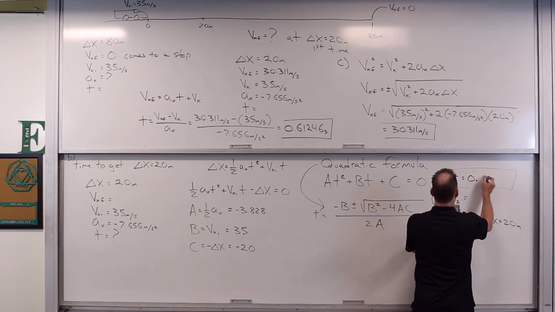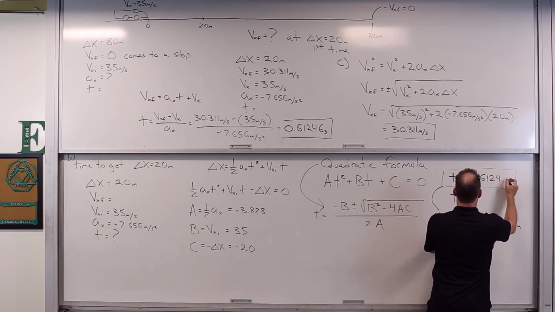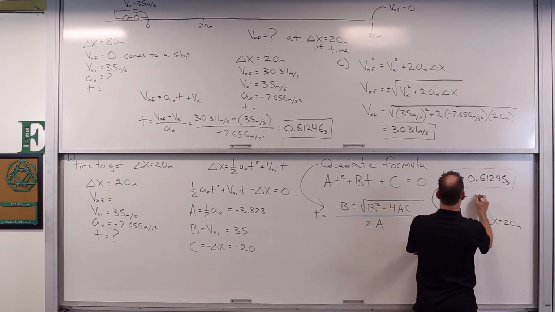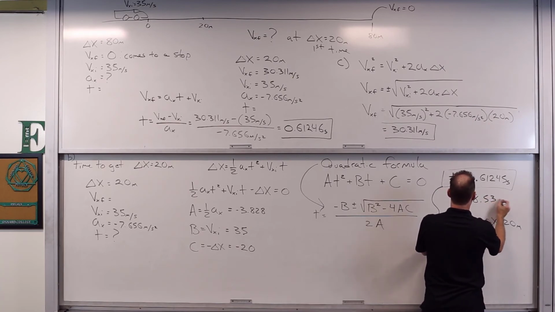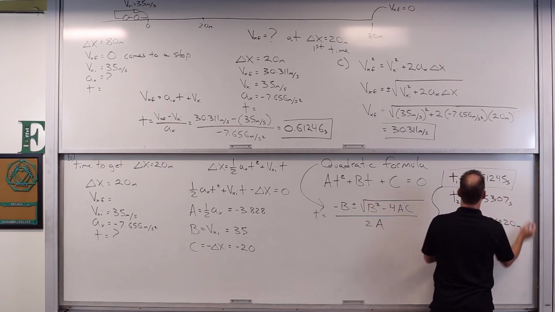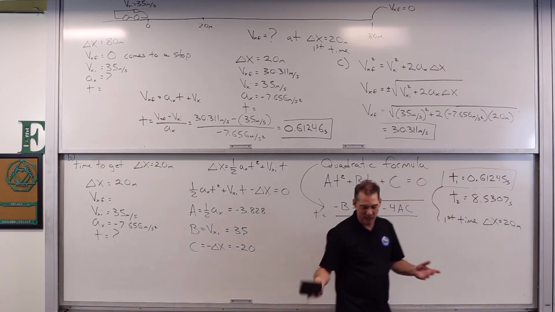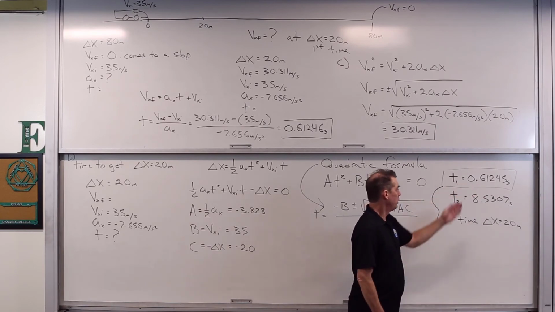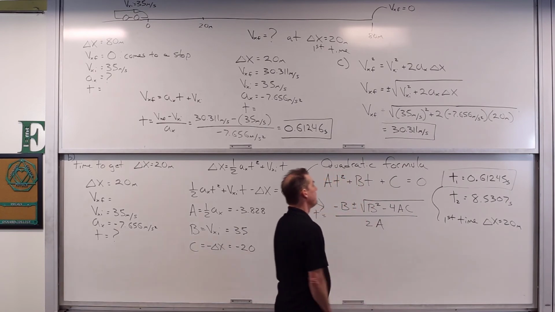T1, 0.61245 seconds, and then T2 is 8.5307 seconds. It was close, 0.602, but it's really 0.61245 seconds, according to the quadratic formula.